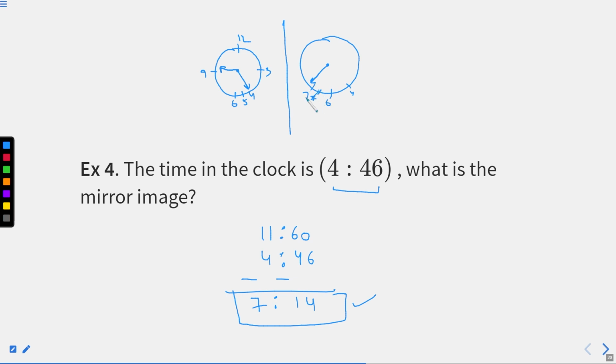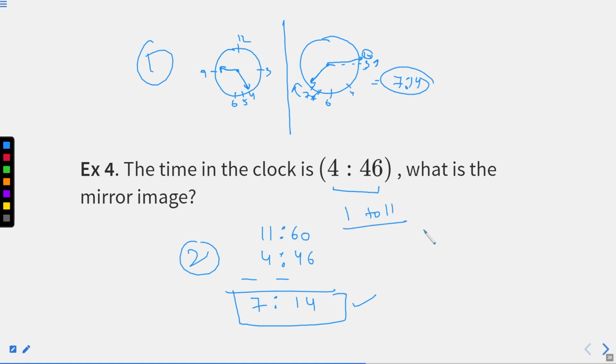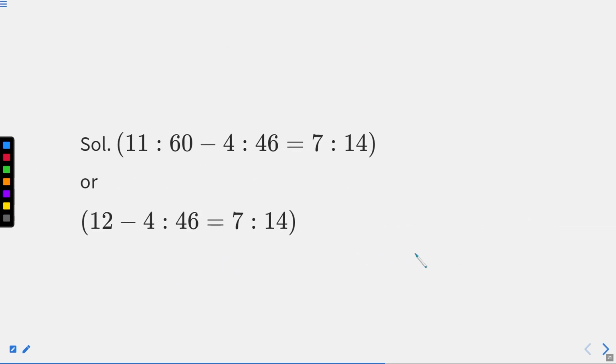So if we make 7 here, it is slightly above 7, right? And for this, it is slightly above it. So it will be like this is 3. So it will be above 3. It means it will be at 14 right now. So how much time above 7 before 3? It is 7 and 14 again. So you can use either this method or this method. When the time is from 1 to 11, then subtract it from 11 and 60, you will automatically get your answer, right?